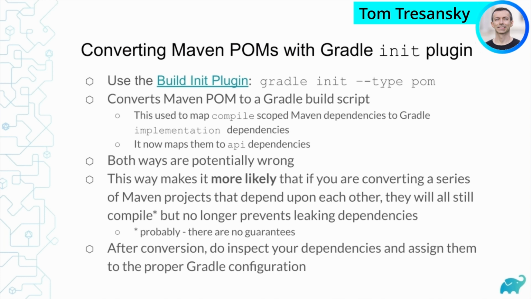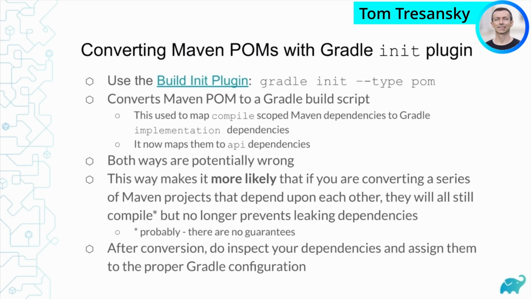So it's important to note that, because Maven doesn't have the ability to specify which behavior is the correct one for each dependency, both choices of how to map are potentially wrong. Right? If we take Maven compile scope, we could put it in API, we could put it in implementation. Both could be wrong, but they'll be wrong in different ways. The new way of using API improves the chances that if you're converting a series of projects that have dependencies upon each other, they will all still compile.